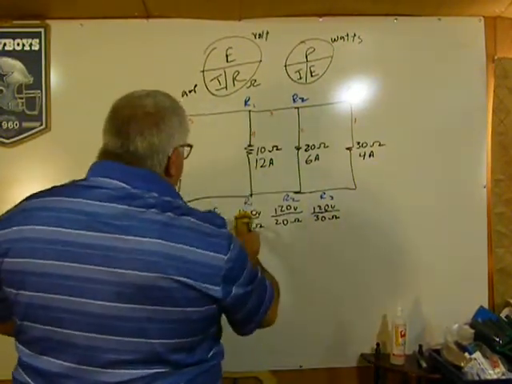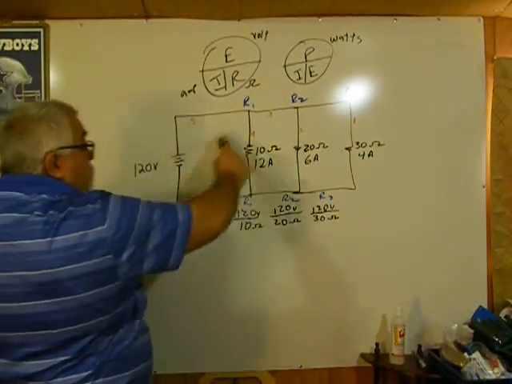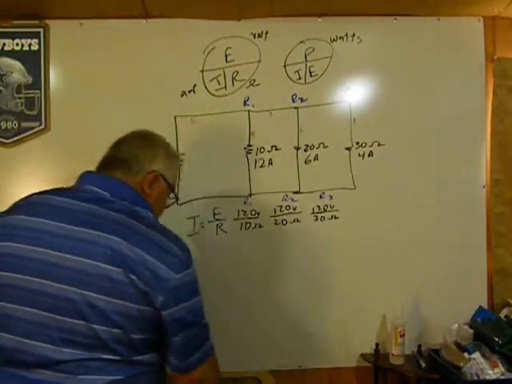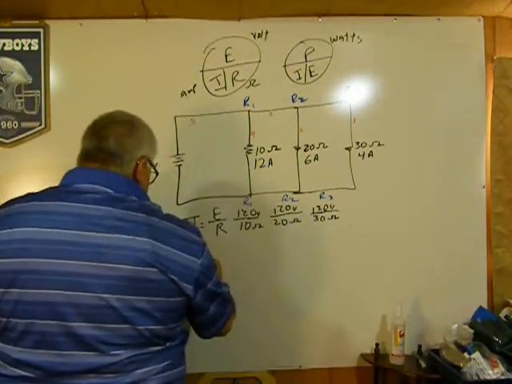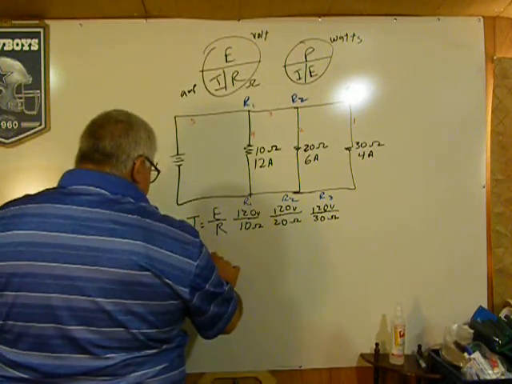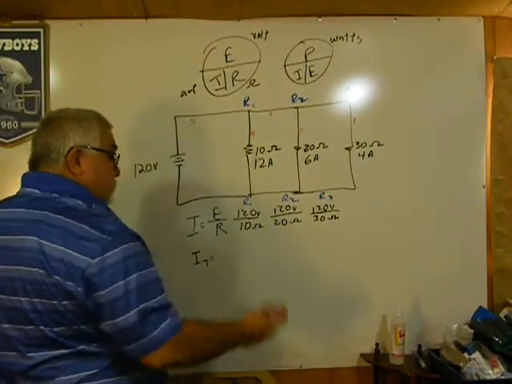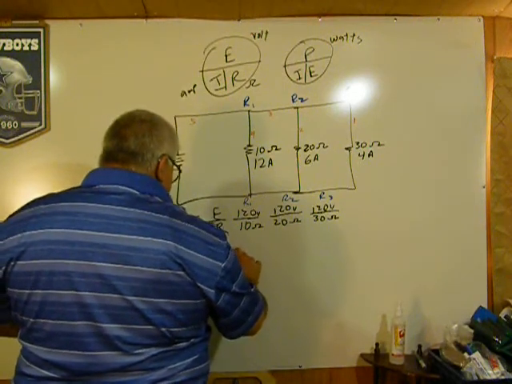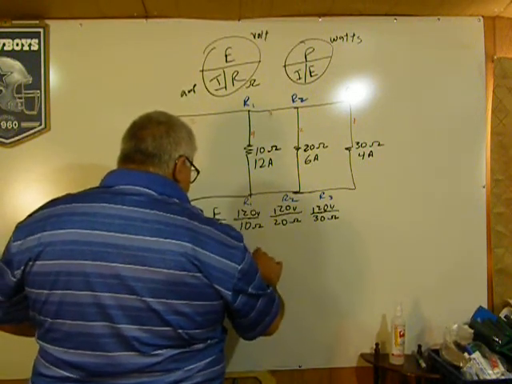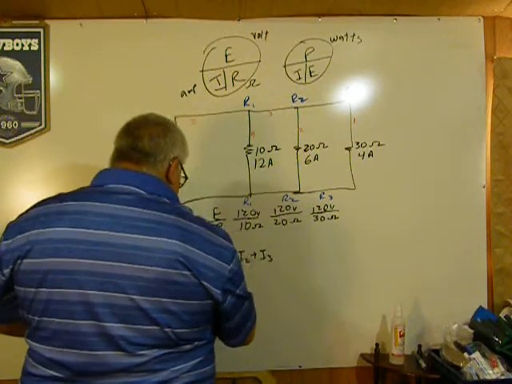If I clamp it here, now it's going to be the sum of all three resistors in parallel. So I total, the T stands for total. The D stands for drum, which I talked about last week. It is I1 plus I2 plus I3.